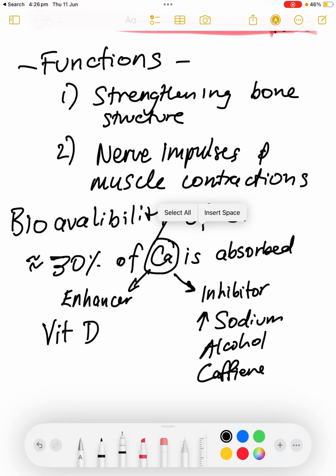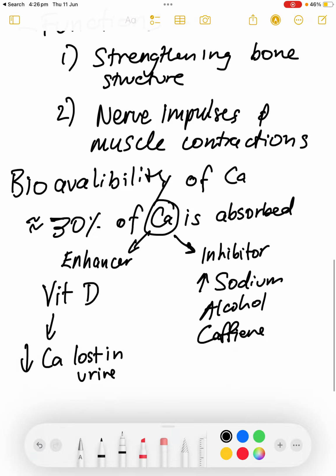Why are the other things like sodium, alcohol, and caffeine inhibitors? Well, excessive sodium and alcohol and caffeine reduce the bioavailability by increasing the amount of calcium lost in urine. So I'm just going to say here, increase Ca, which is calcium, lost in urine. Okay, and that is that about calcium.